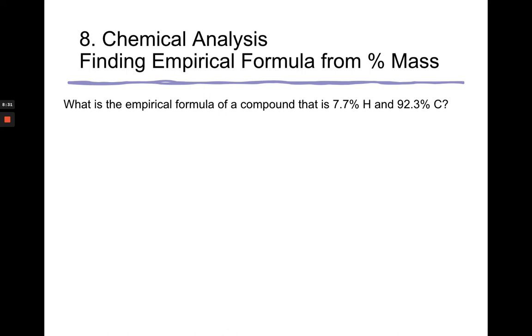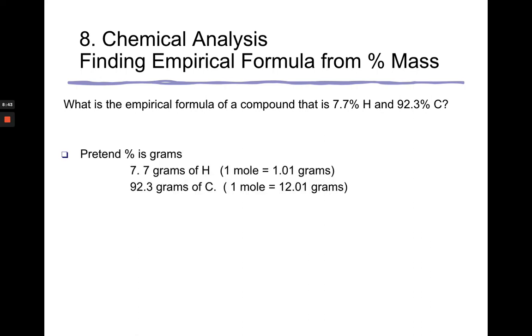What is the empirical formula of a compound that is 7.7% by mass hydrogen and 92.3% by mass carbon? So you're going to want to write this down because you're going to do one yourself after we finish this one. So first of all, you're going to pretend in that formula that percent is grams, which makes sense. If you have 100 grams of it, how many grams are hydrogen? How many grams are carbon? So we have 7.7 grams of hydrogen and 92.3 grams of carbon.